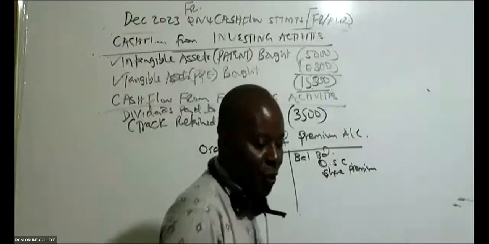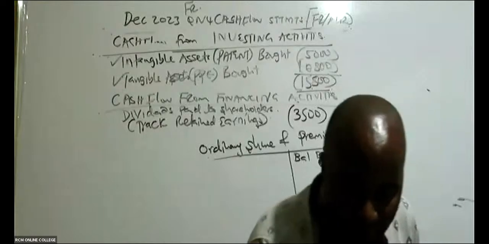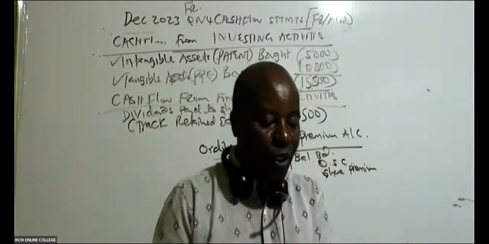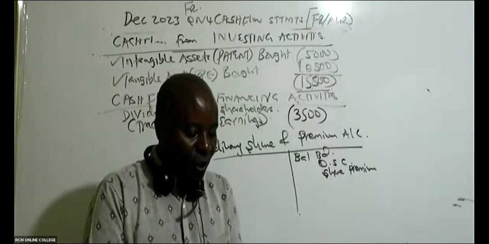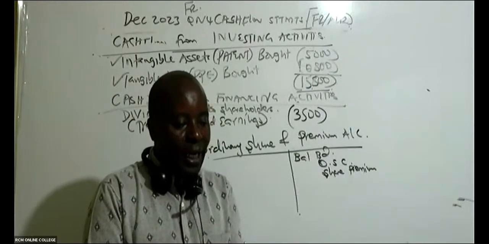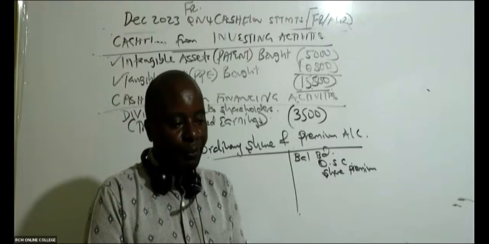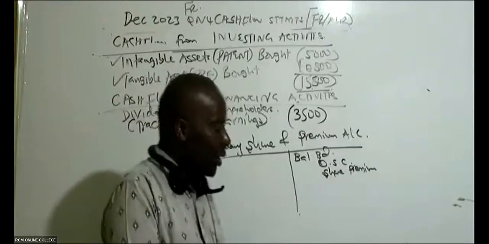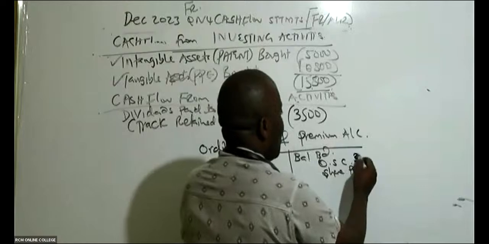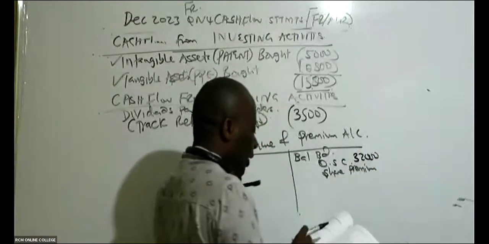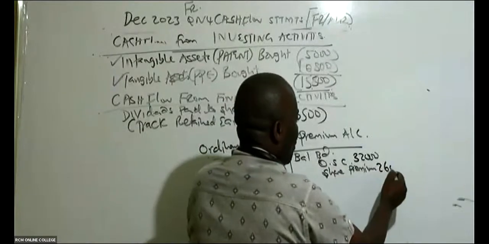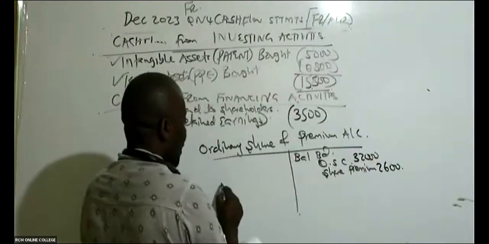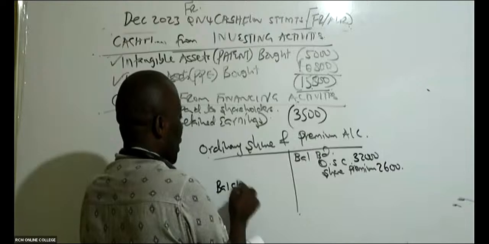Very fast. So in this question, are you able to see the ordinary share capital from the balance sheet? Ordinary share capital brought down is 32,000. How about share premium brought down? If you look down there, you can see 2,600. And then you bring things down here, carry down.